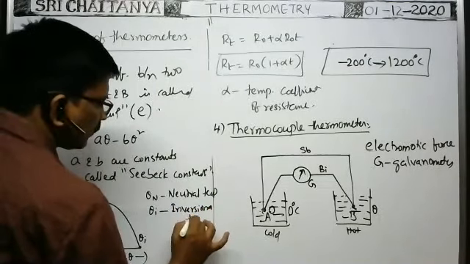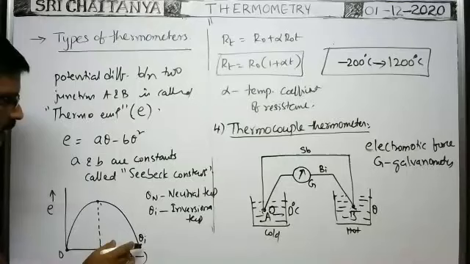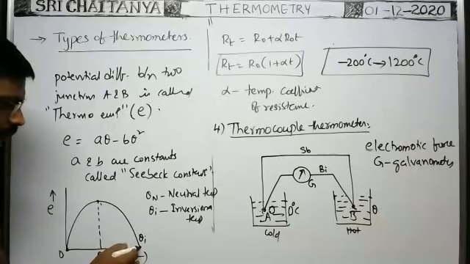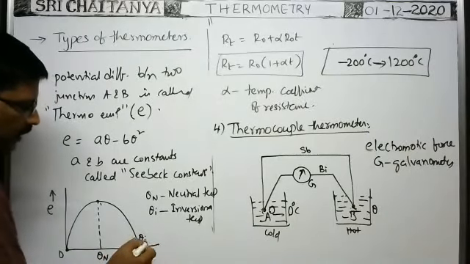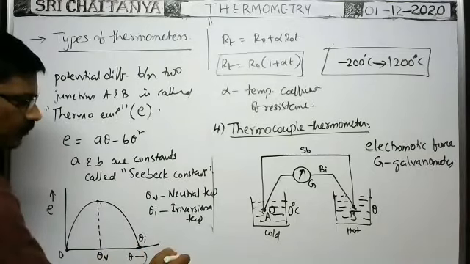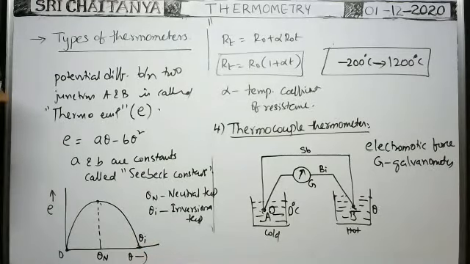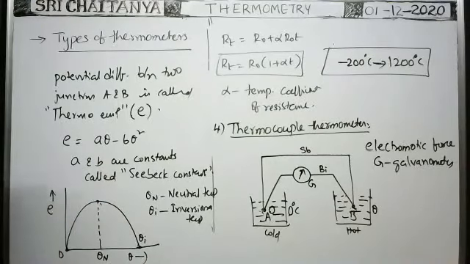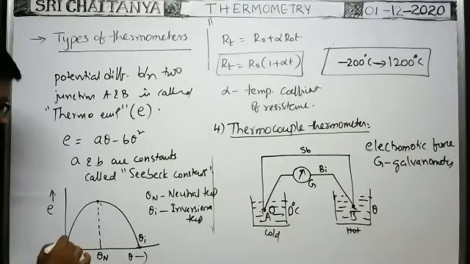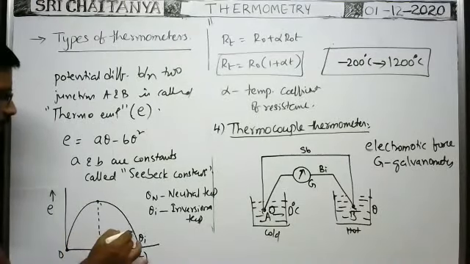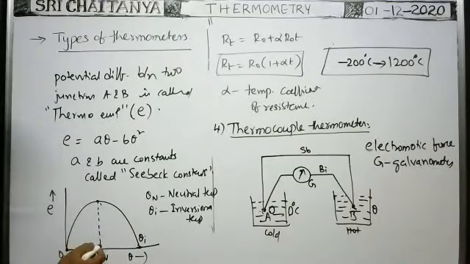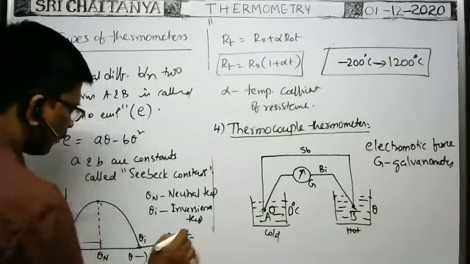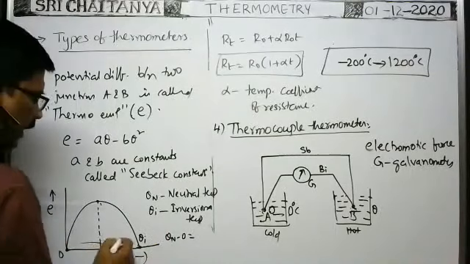It is called inversion temperature because when the temperature of the hot junction gradually increases, at one particular temperature the thermo EMF becomes 0. After that, if you further increase the temperature, the thermo EMF increases in the reverse direction. That means it is inverted. Moreover, this parabola is a symmetric parabola. That's why the temperature difference between these two is equal to the temperature difference between these two. That means theta n minus 0 is equal to theta I minus theta n.